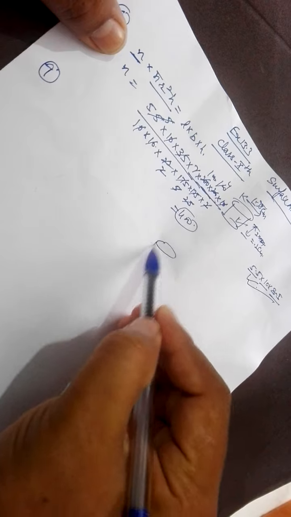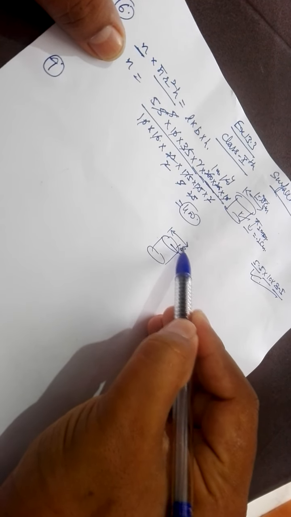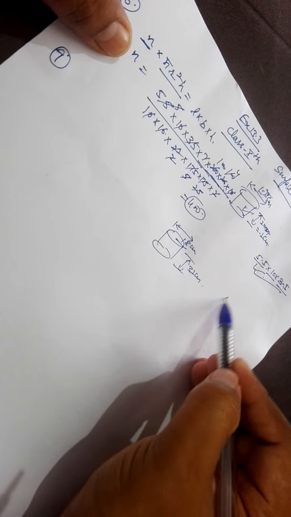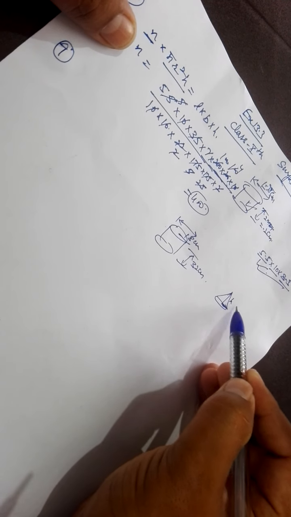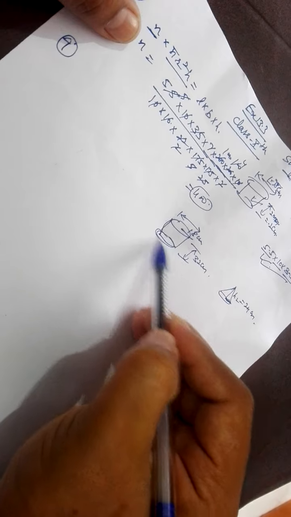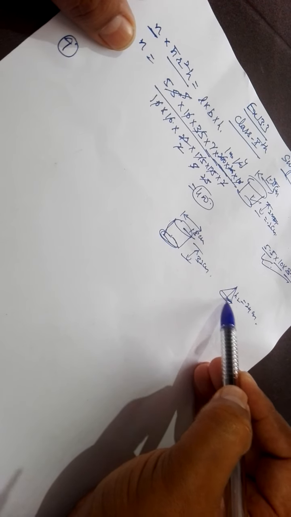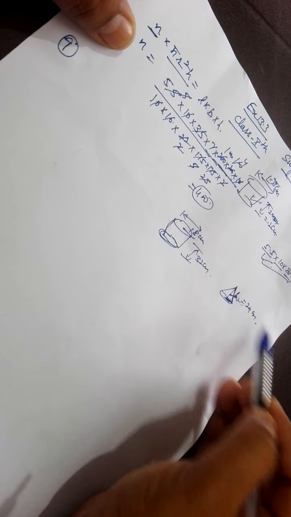In the next question we are given a cylinder whose radius is 18 centimeter and height is 32 centimeters. We have to make a cone whose height h2 is 24 centimeter. Means whatever material is inside this cylinder, we make a cone from that material. We have to find the radius and the slant height of the cone.